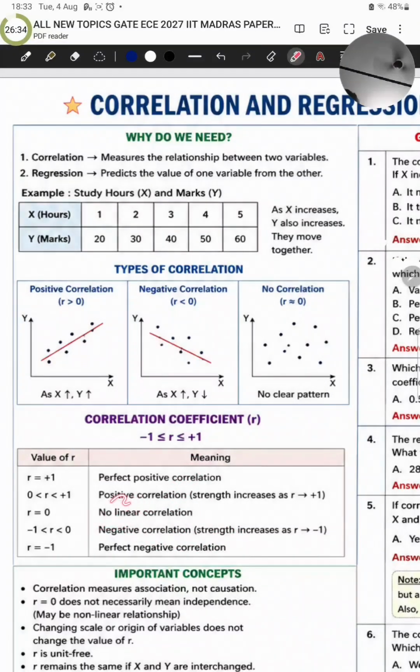For positive correlation also, strength increases as r tends to +1. So the slope will be like that. If r is less than +1, then it will be like that. As r increases, the slope also increases. That means y will change faster with change of x when r increases.